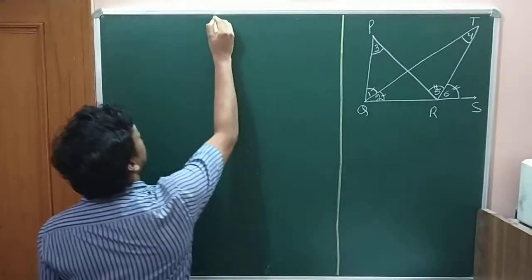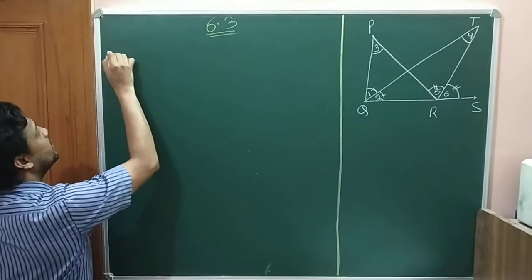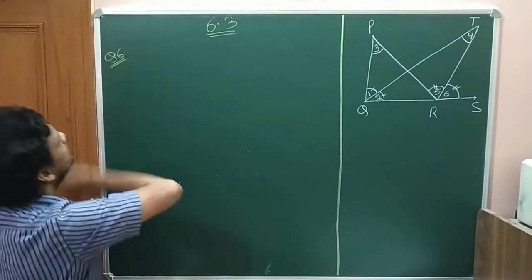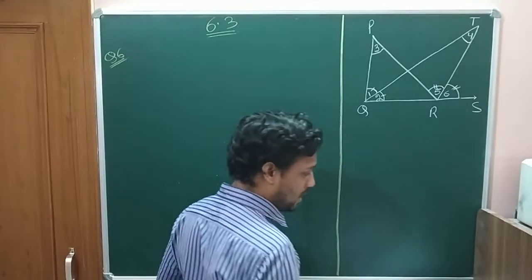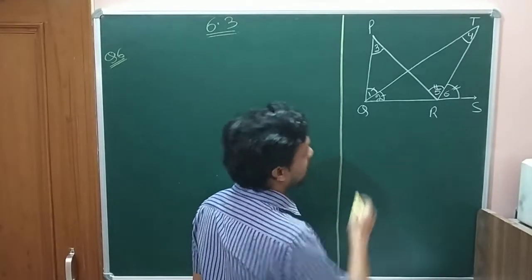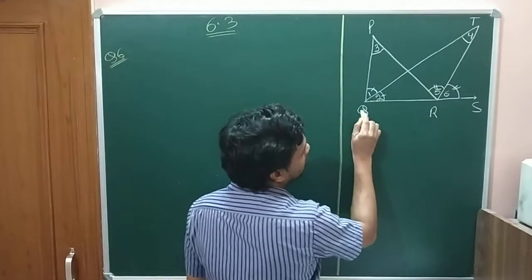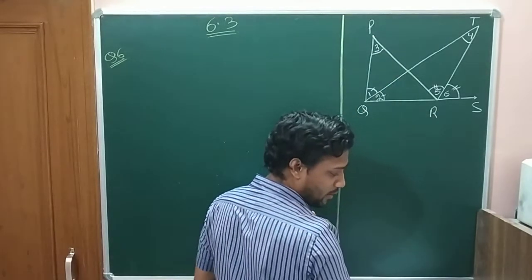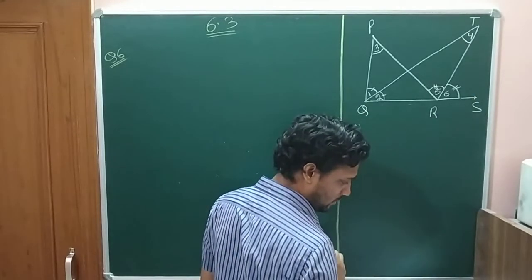Now students, we are going with question number 3, Exercise 6.3, question number 6. The side QR of a triangle PQR is produced to a point S.